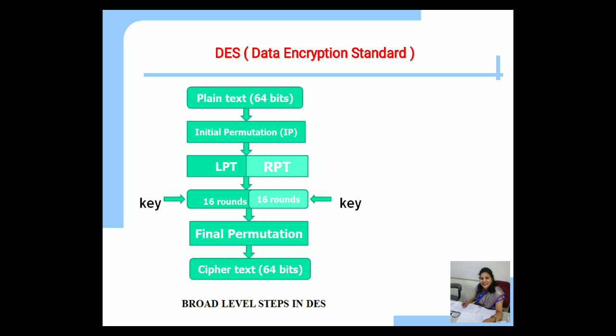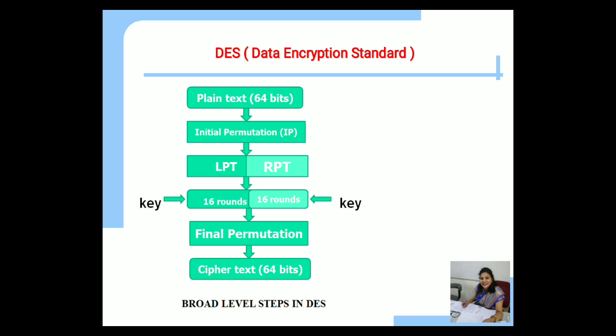Broad level steps in DES. The first step is plain text. So plain text is of what? 64 bits. On 64 bits, we are going to first perform the initial permutation. Permutation means what? Transposition. So we are first changing the position of plain text. Then this permuted plain text goes to the next round, LPT and RPT. So LPT and RPT is what?